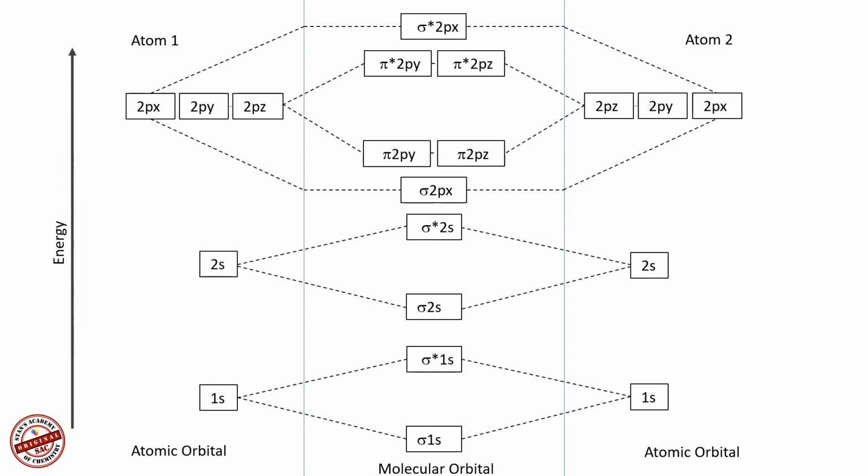Notice that the energy of the pi star 2py and pi star 2pz is less than that of the sigma star 2pz. This is the molecular orbital configuration for a regular atom. Now here we are looking at atoms having a maximum of 10 electrons. Therefore, the maximum number of electrons that can be accommodated in this molecular orbital is 20.